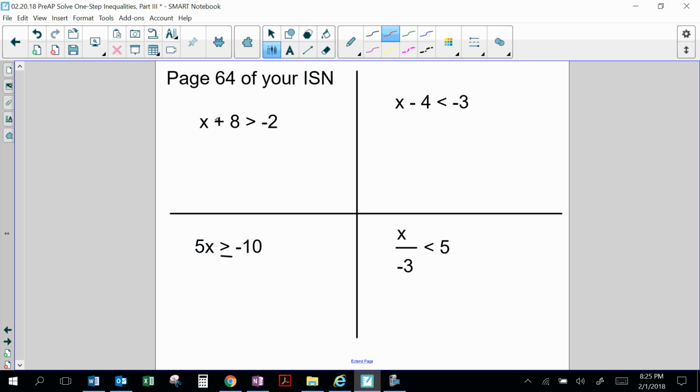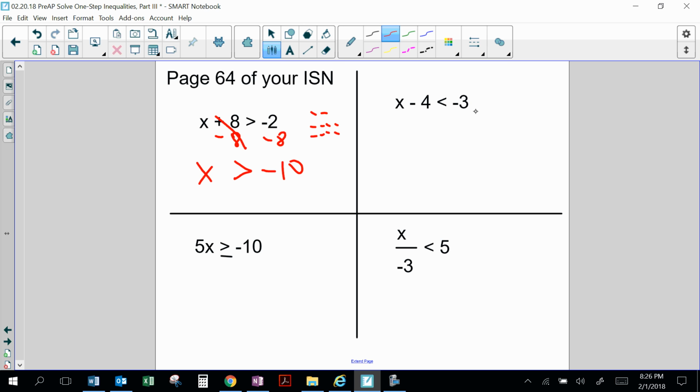So let's look at x. This is the variable. How can I get rid of this unit here? The inverse is minus 8. So I subtract 8 on both sides, so it's balanced. This cancels out. X is greater than negative 2 with 8 negatives. No, zero pair, negative 10. X is greater than negative 10.